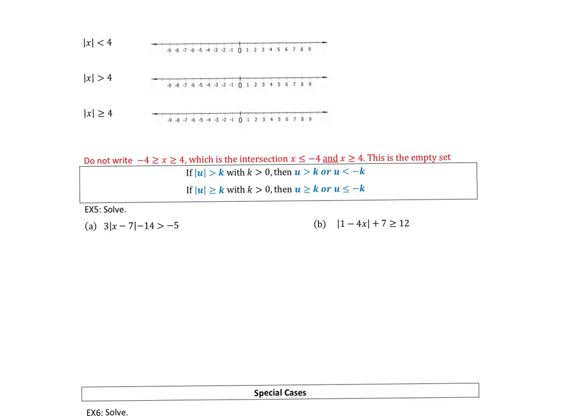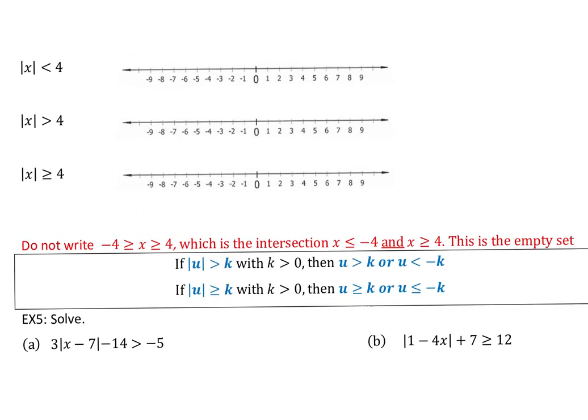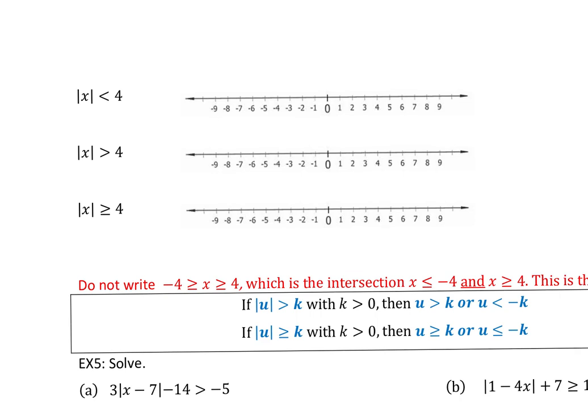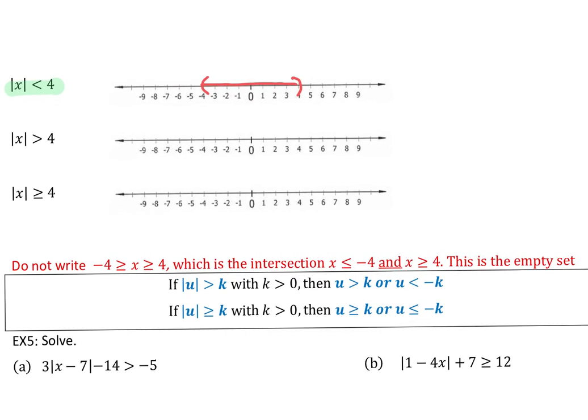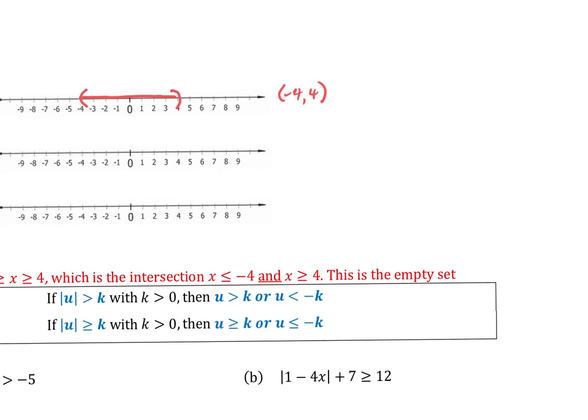Now let's look at what happens when the absolute value is greater than or equal to some positive number. So as a review, we're going to look at the absolute value of x less than 4. What we did previously, recall that solution would be the interval from negative 4 to positive 4 and everything in between. If we were to write that solution as an interval, it would be parentheses, negative 4 to positive 4, parentheses. And if we were to write that interval as an inequality, it's negative 4 less than x less than 4.